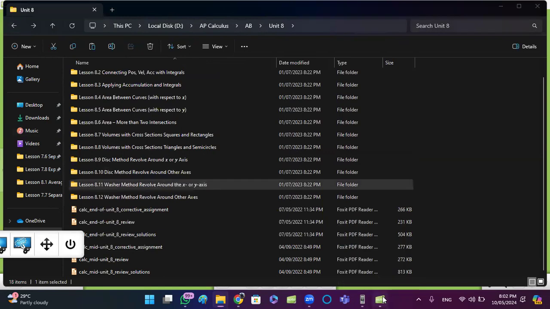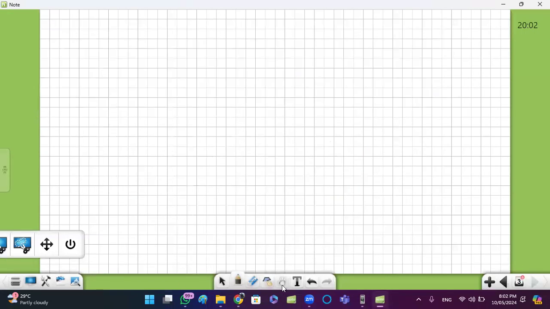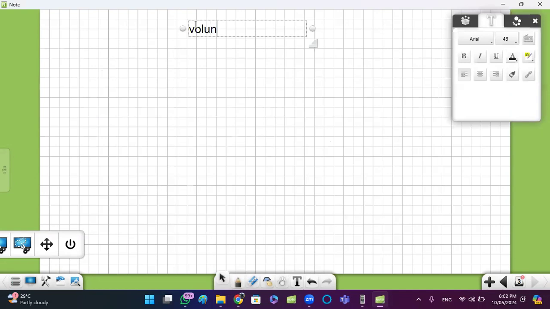Pay attention to me. If I have a shape and I want the volume in calculus, there are 3 types. How many types? 3 types. The first type is called the cross section.